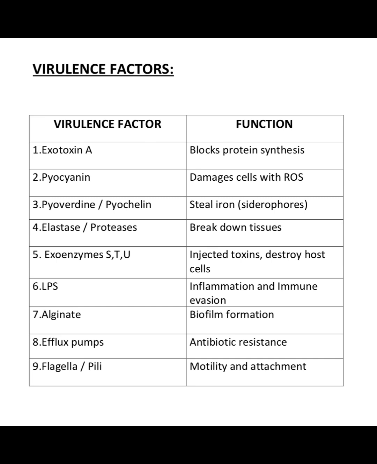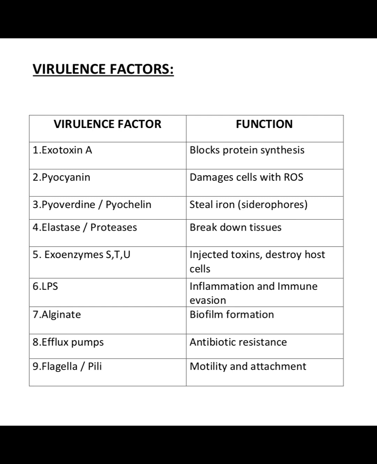Virulence factors. So Pseudomonas aeruginosa is an opportunistic pathogen and it causes diseases mostly in people who have weakened immune system. It has several virulence factors that help it to invade the host, cause damage and resist the immune system. Let us see which are these virulence factors.